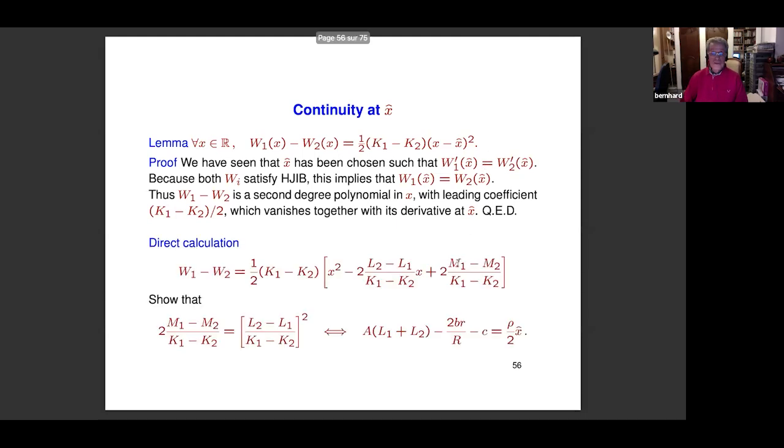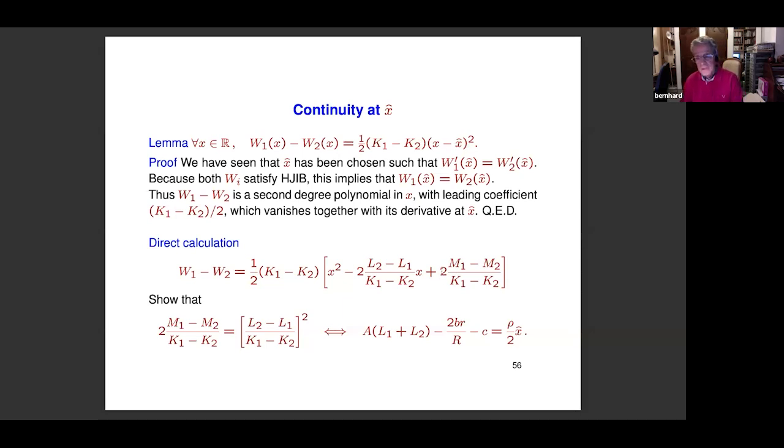Now you can do the direct calculation if you like. You might not like it because it's a bit massive. But it's not that complicated because if you write W1 minus W2, remembering that each one is 1/2 k x squared plus L x plus M, you have this (k1 minus k2) times x squared minus this ratio times x, but this is x hat. So you already have x squared minus 2 x hat x. So that's the beginning of the expansion of (x minus x hat) squared.